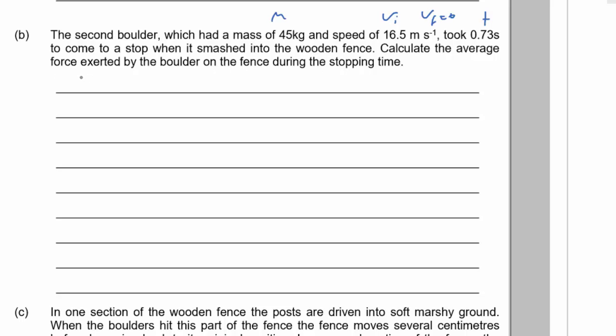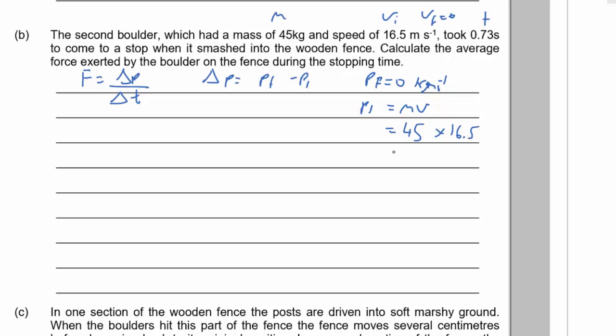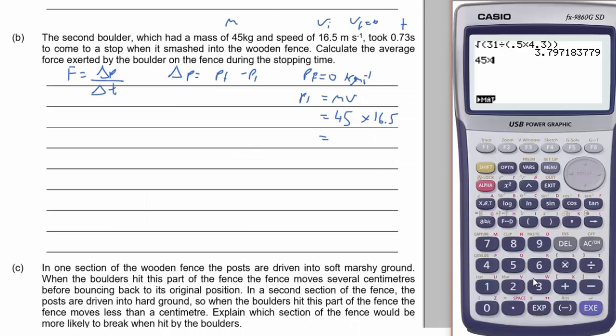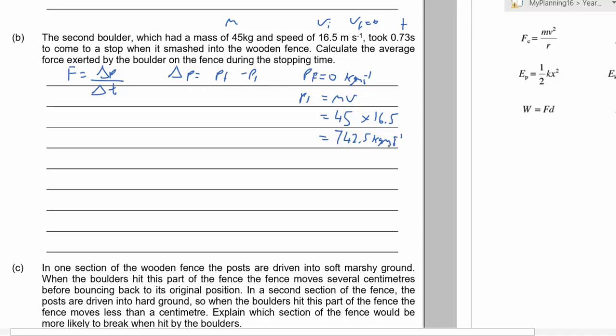And so we could use impulse, so we could use force equals change in momentum divided by change in time. And we could work out that change in momentum, which is pf minus pi. I know the pf is 0 because it stops. pi is mass times velocity. I know the mass is 45 kilograms. I know that it was initially travelling at 16.5 metres per second. 45 times 16.5 gives me 742.5 kg m/s of momentum.